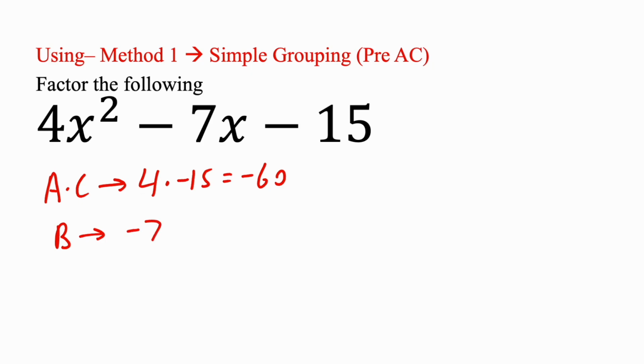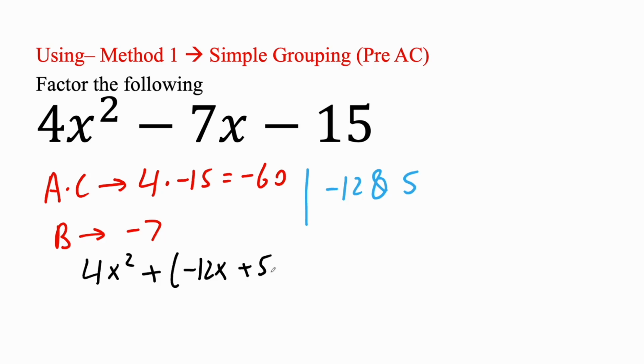At this point, we think to ourselves, what two numbers multiply to give us negative 60, but add to give us negative 7? And that's going to be negative 12 and 5. And so now we're going to rewrite. So we have 4x squared. Instead of saying negative 7x, I'm going to say plus parentheses negative 12x plus 5x, close it, minus 15.